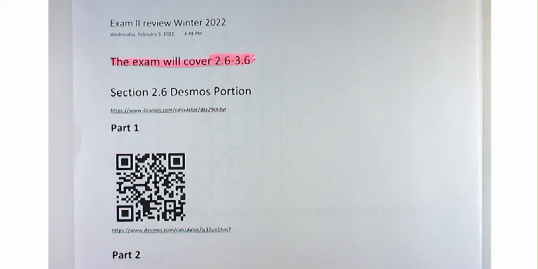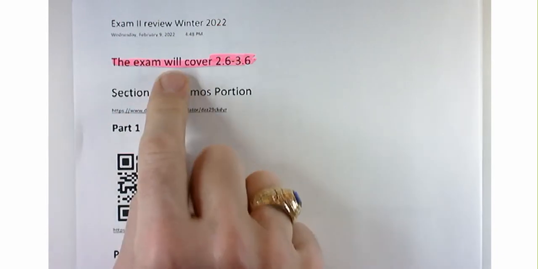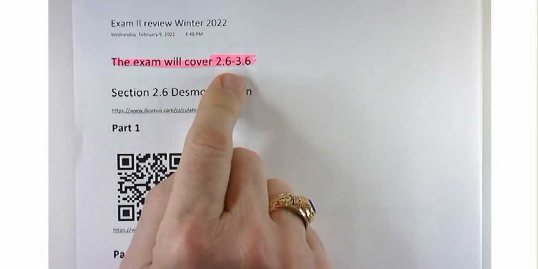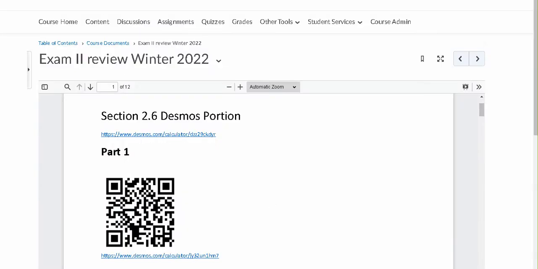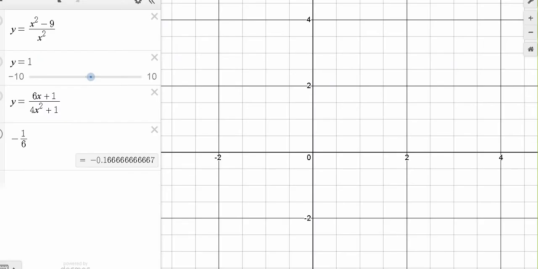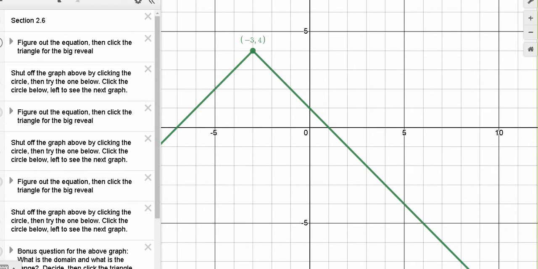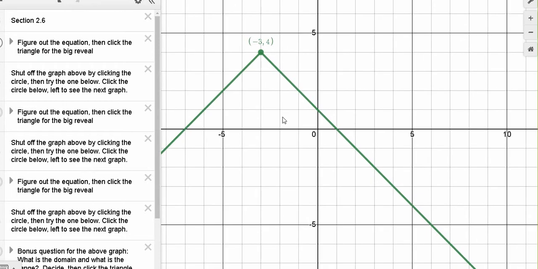So exam 2 is going to cover sections 2.6 to 3.6 inclusive. 2.6 is shifting graphs, so we're going to start out by looking at some problems asking you to shift graphs. And the QR code that I have there, or the link here, will take you to this Desmos page. And we're going to start by figuring out what graphs these are.